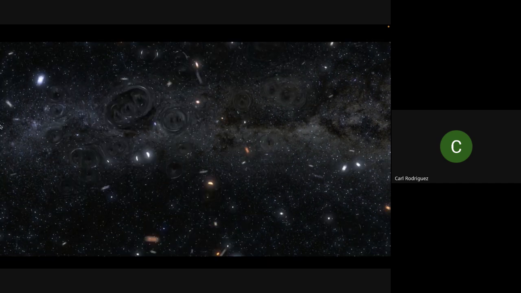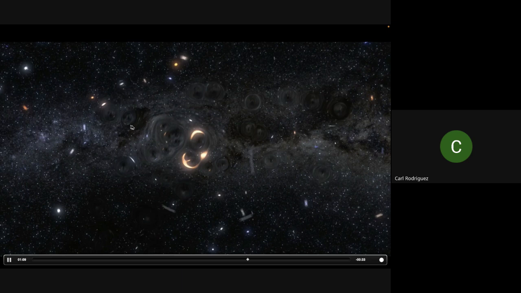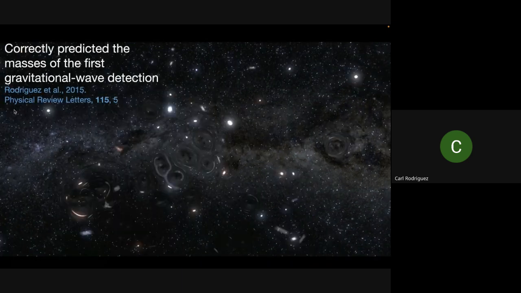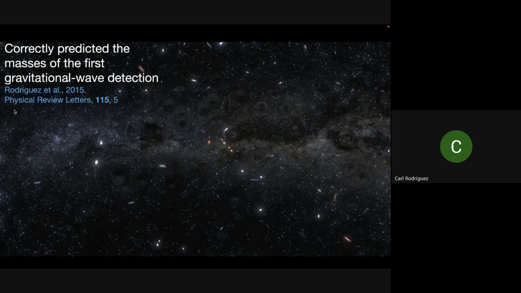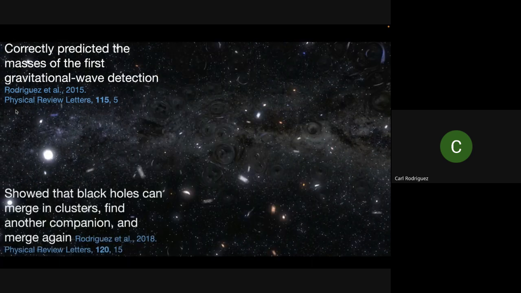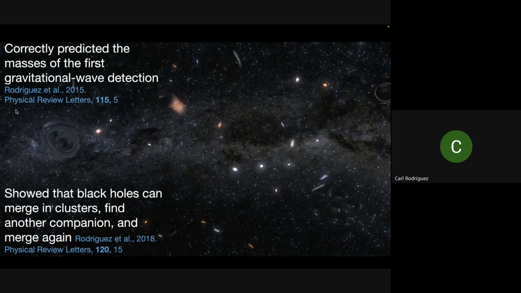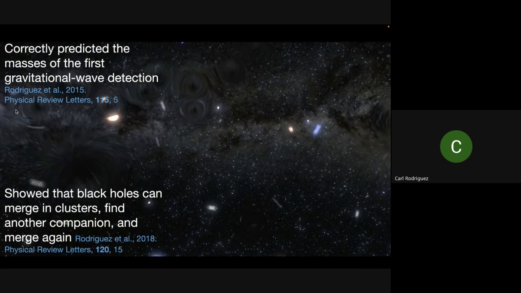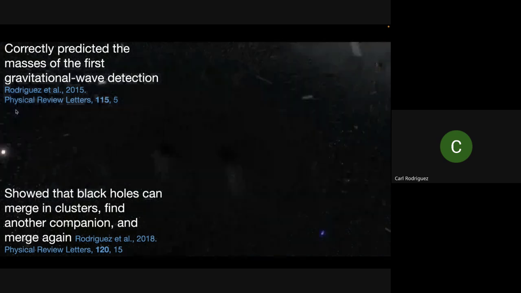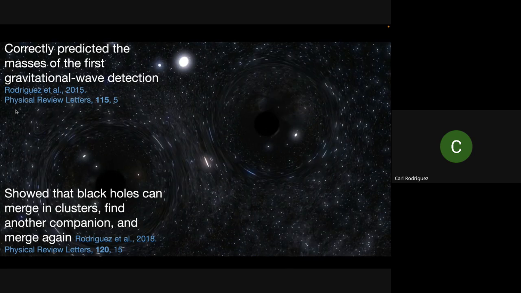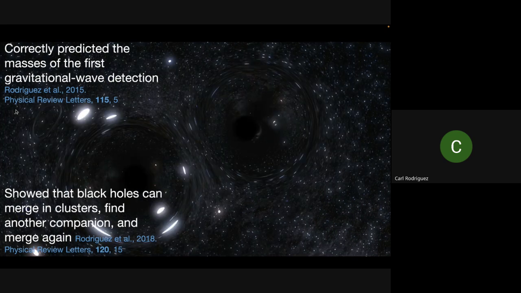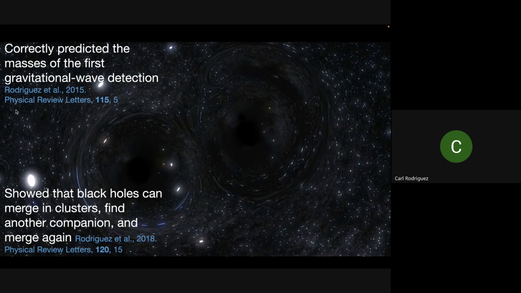This theoretical work has allowed us to make several key predictions about gravitational waves. It allowed us to correctly predict the masses of the first gravitational wave detection. We also were able to show that black holes can merge in clusters, create a massive black hole, and then find another black hole and merge again. And if you look at the movie here just now, eventually we form, in this simulation, a single binary black hole that may or may not merge many billions of years later in the cluster.